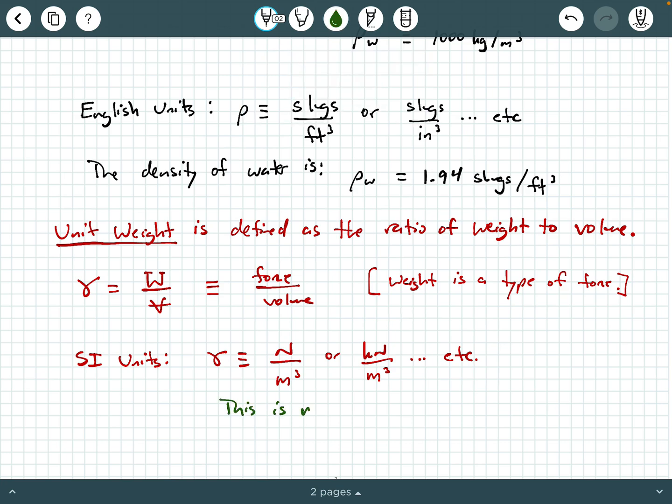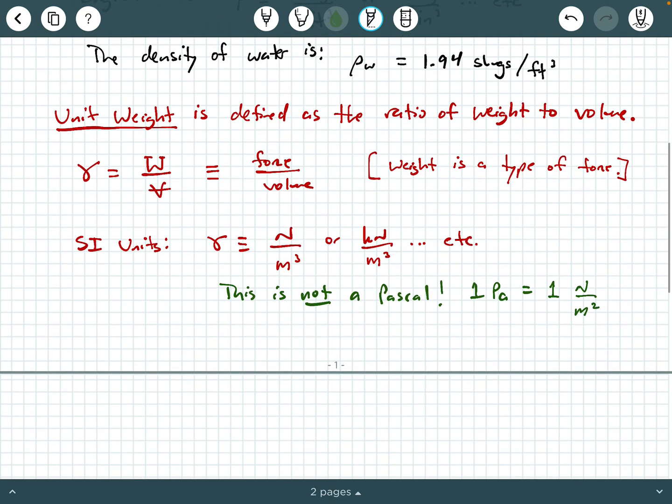This is not a pascal, okay? Remember, 1 pascal is a unit of stress, and that's equal to 1, what? Newton per meter squared. So notice that unit weight is fundamentally a different physical property than stress, okay? A pascal is a unit of stress, and it's force per unit area. This unit weight is force per unit volume. So make sure we don't make this confusion, okay?